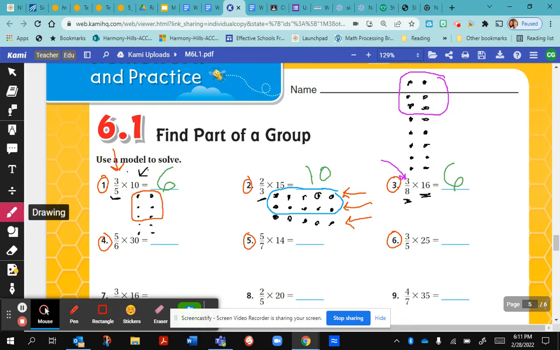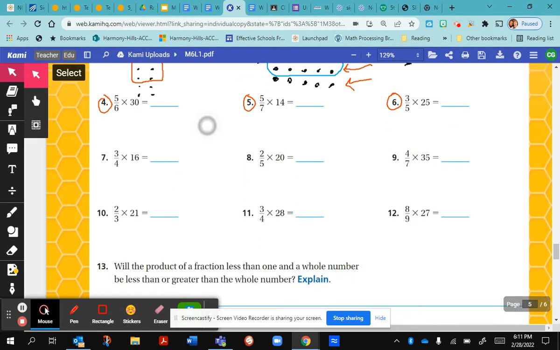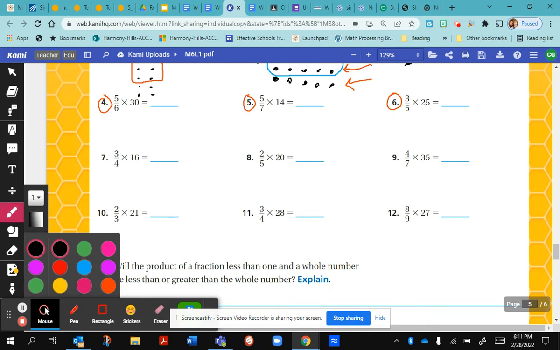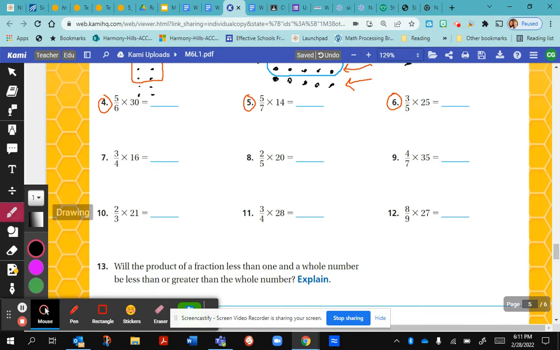All right, let's look at number 4. I have 5/6 times 30. So I'm looking at my denominator again, and my denominator is 4. That means, oops, nope, I jumped the gun on that one, didn't I? I'm looking at number 6. So my denominator is 6, so that tells me I'm going to have 6 rows. So this is 1, 2, 3, 4, 5. I'll put one up here, 6. Make that a little darker.